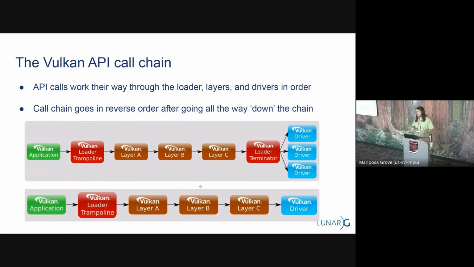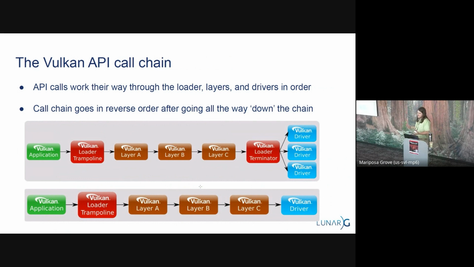So the instance level will have a loader trampoline. It'll go through all the layers that the function will go through, and it'll hit the terminator, which for instance functions dispatches to all of the drivers and will collate all the results. Like if you call vkEnumerateInstanceExtensionProperties, it will call that function on all the drivers, get that list, and put it in its own list, and then get the next driver's list and bring it all together and then return it to the application.